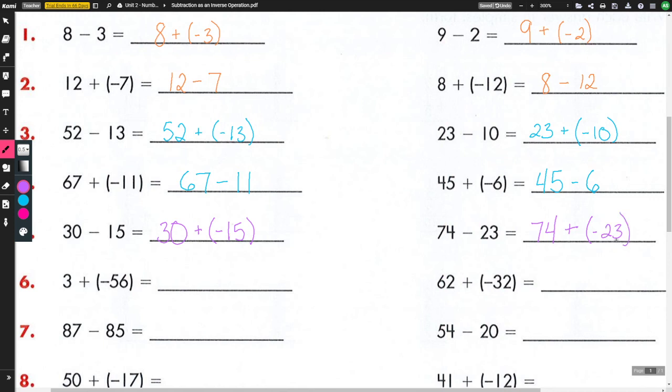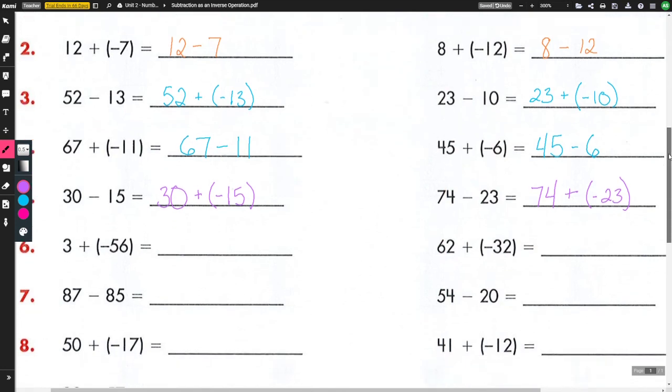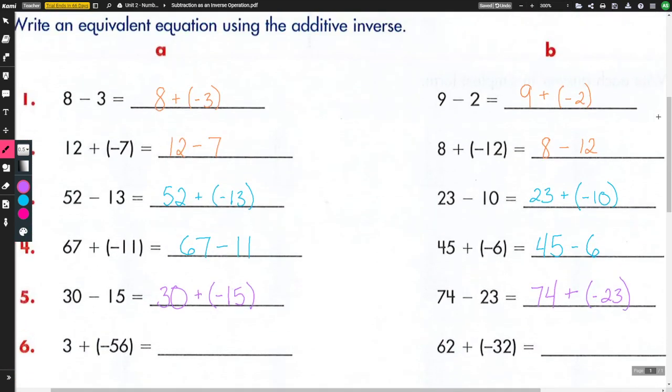And you would do the same for the rest of the problems. It's either you adding the opposite or changing that plus sign into a minus sign and finding the opposite of that second number. Remember, that first number is always the same, no matter what. And that's all you're going to do for this assignment.